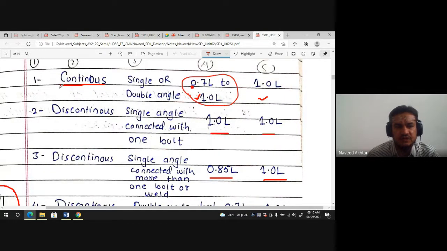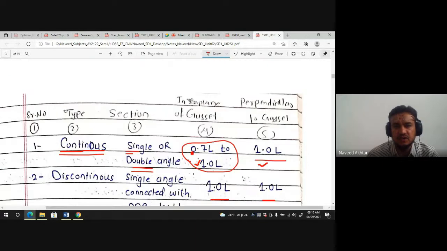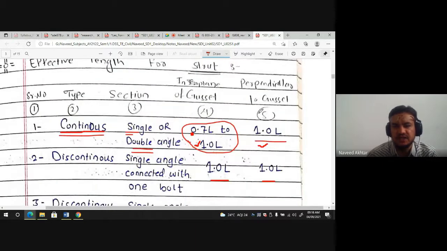Here the continuous member is there, and in case of double angle section or single angle section, the effective length will be 0.7 to 1 L. Because this is continuous, if this is discontinuous, then because it is perpendicular... So gusset, it is a plane of gusset. If continuous member is there, definitely it is in the plane of gusset. So we will choose the effective length between 0.7 to 1 L. आप 0.7 भी ले सकते हैं, आप 1 भी ले सकते हैं, in between भी आप ले सकते हैं.